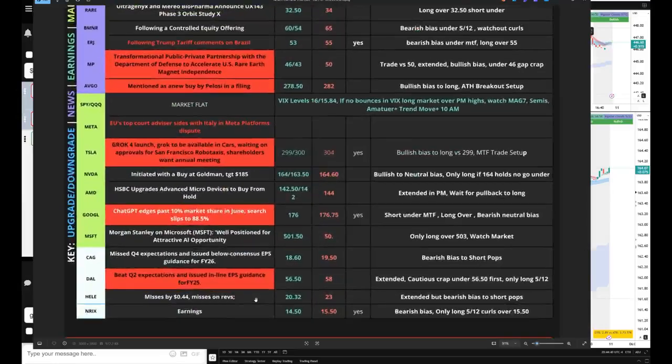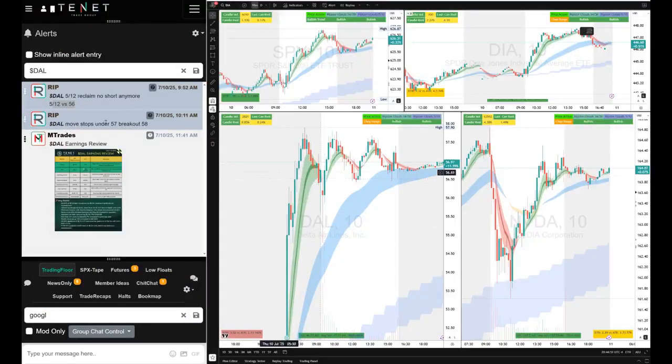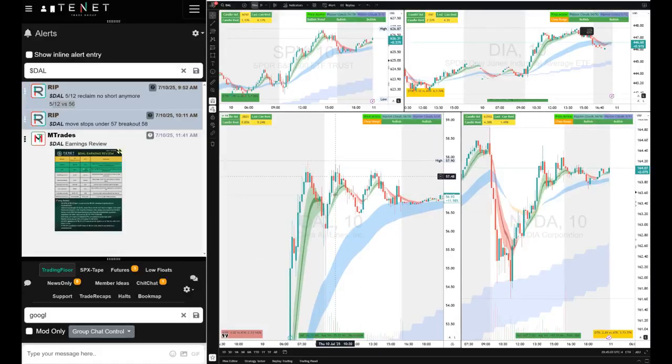So let's go there. Delta Airline beat expectations, issued EPS guidance in line. So this was the plan: cautious under 56.50, only long 512. So I gave the plan to long the 512 in the pre-market only. You see the 512 curl, you take the curls, put your stops at 56. And we were looking for the 58 breakout. You could make like $1.50 here, but we never broke out. Double top, you get out here. So that was Delta Airline. Let's look at the next one.